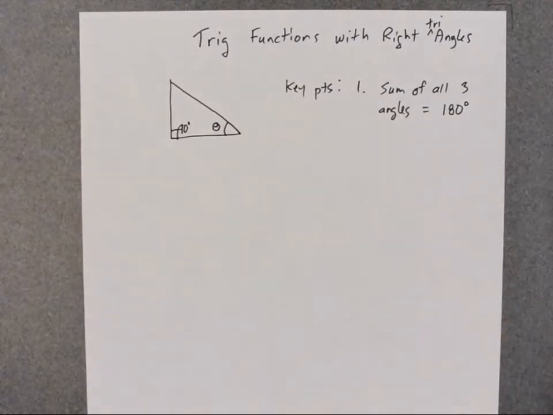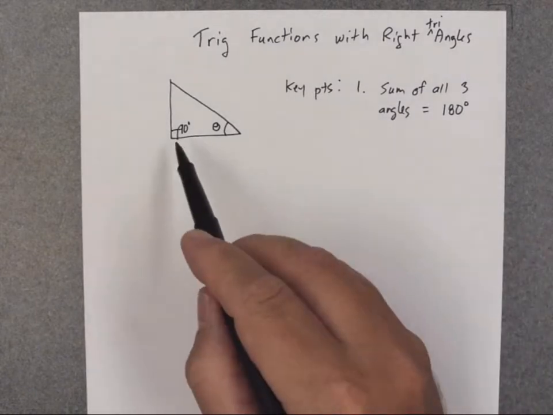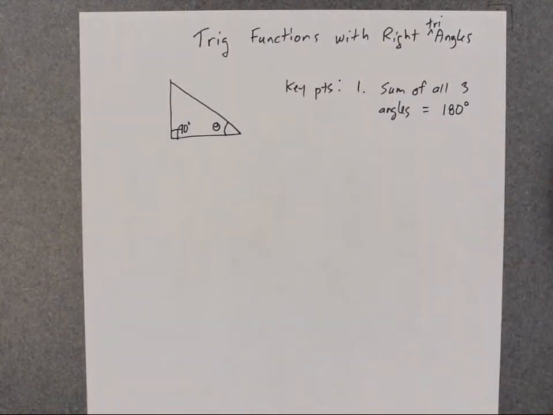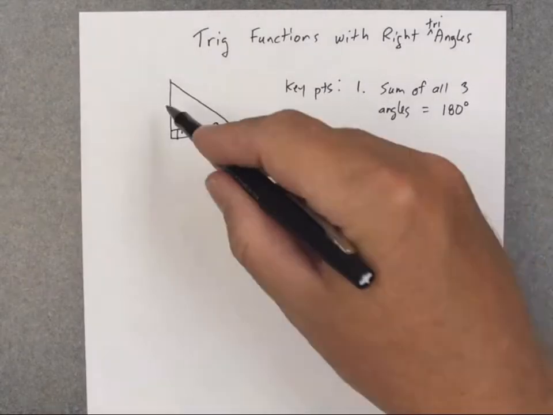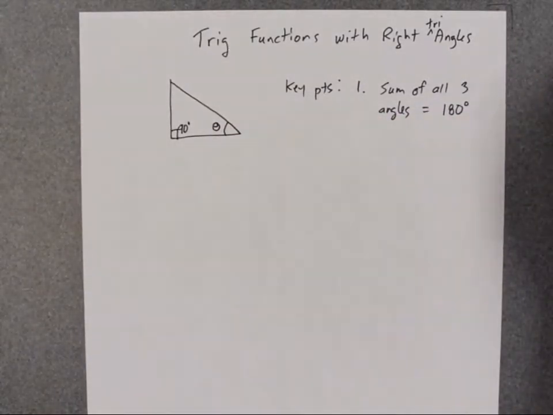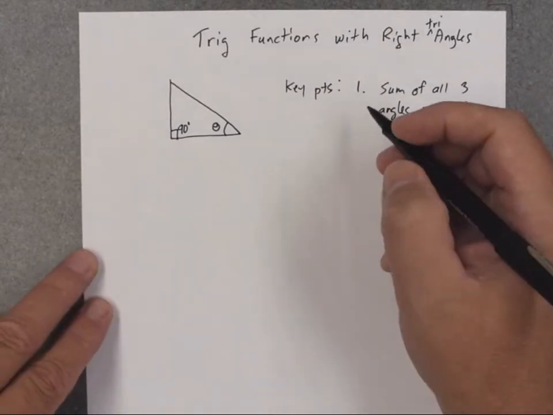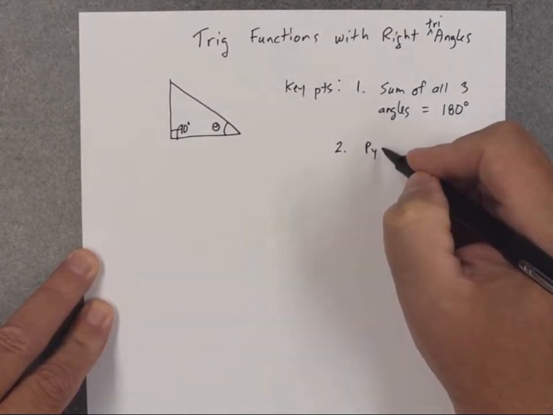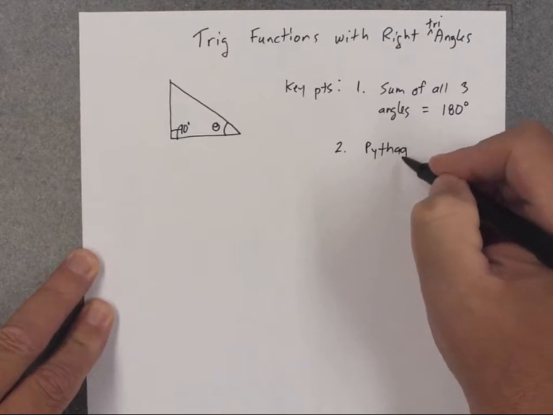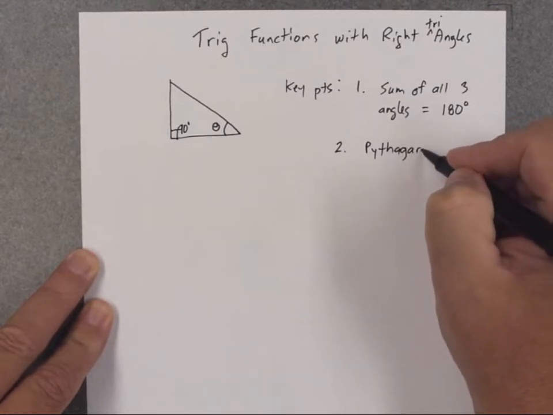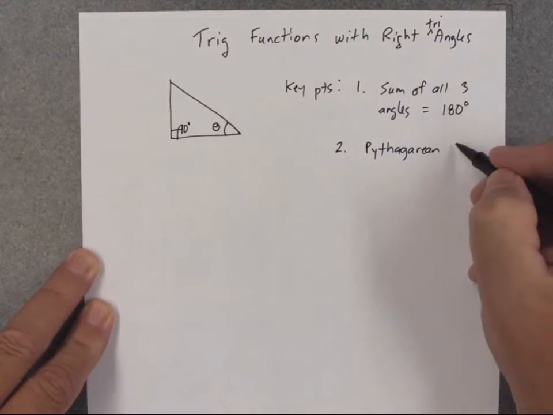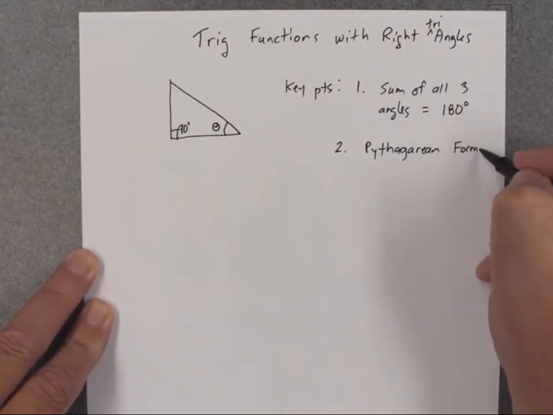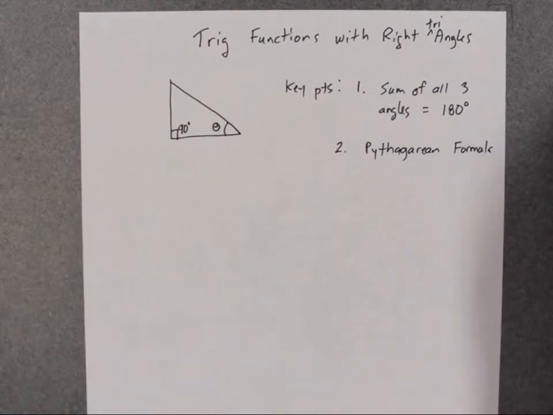Now for a right triangle, we have something a little special going on because we know one of our angles is always 90 degrees. So basically we know that the other two angles have to equal also 90 degrees. But I think that's pretty obvious. Now a second key point concerning a right triangle is that we can apply the Pythagorean formula, which is a formula that only applies to right triangles.